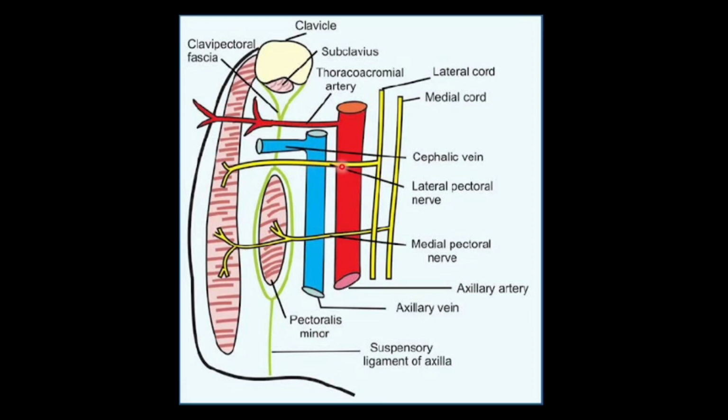Now you can see the medial pectoral nerve. The medial pectoral nerve pierces the pectoralis minor muscle, and it does not pierce the clavipectoral fascia. So the lateral pectoral nerve is the one that pierces the clavipectoral fascia. The thoracoacromial artery divides into four branches, acromial, pectoral, deltoid and clavicular, either before or after piercing the clavipectoral fascia, and the corresponding veins join the cephalic vein. They usually join before the cephalic vein pierces the clavipectoral fascia, so the thoracoacromial veins may not pierce the clavipectoral fascia.